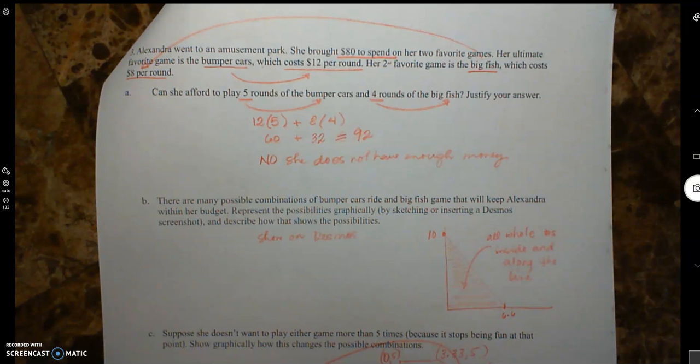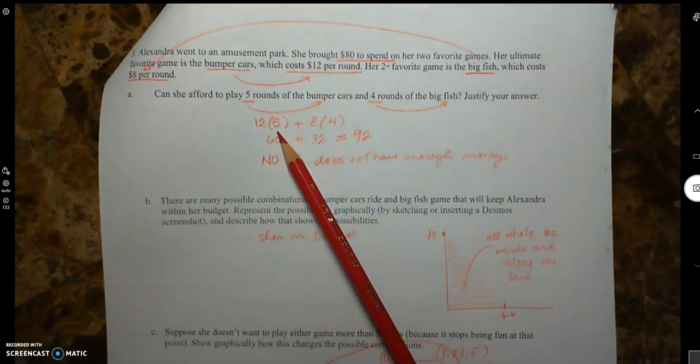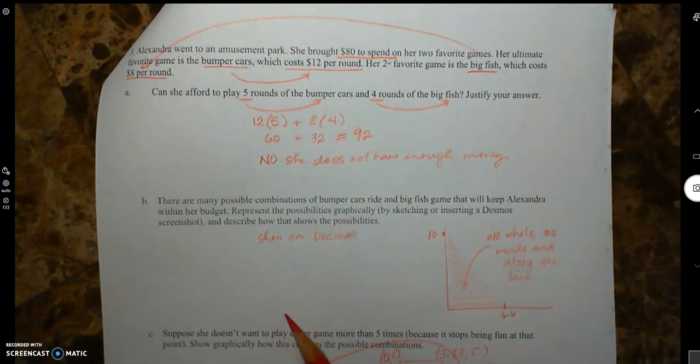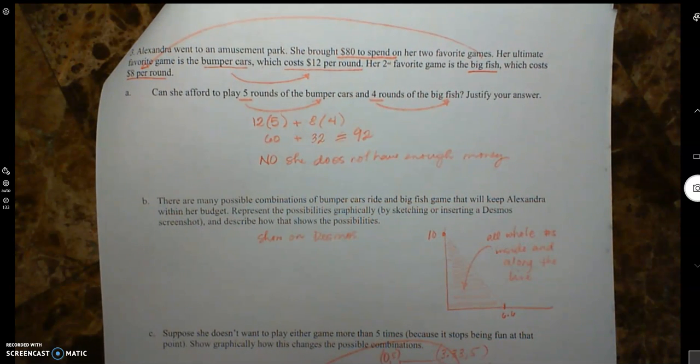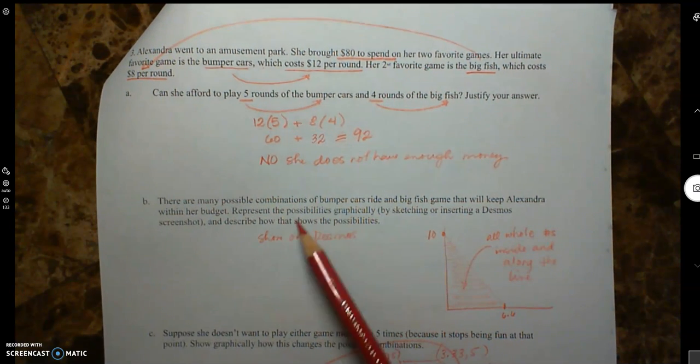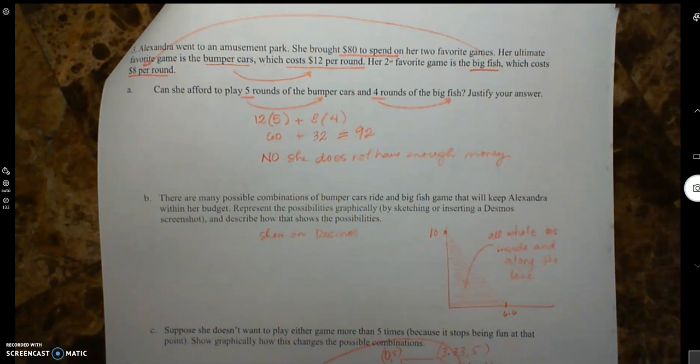Justify your answer. So this is just clear cut, simple math. $12 times 5 rounds and $8 times 4 rounds is impossible because it will amount to more than $80, which is money she does not have. So it will cost $92. So no, she does not have enough money. So let's go to question B.